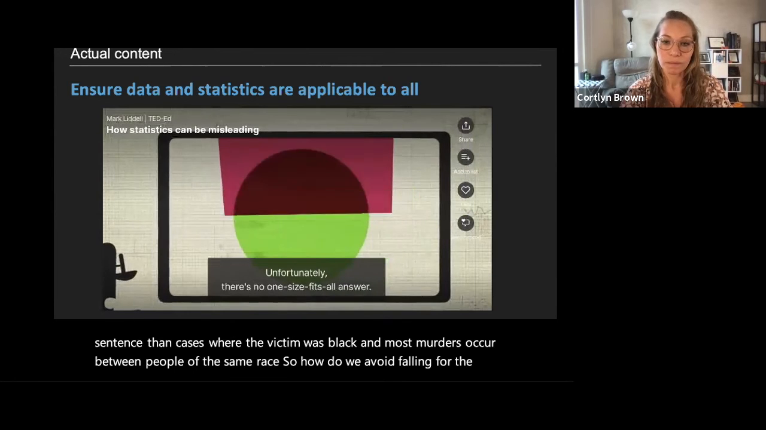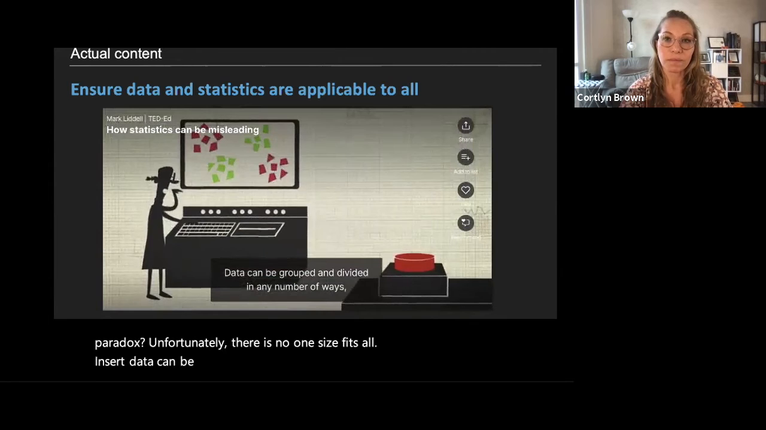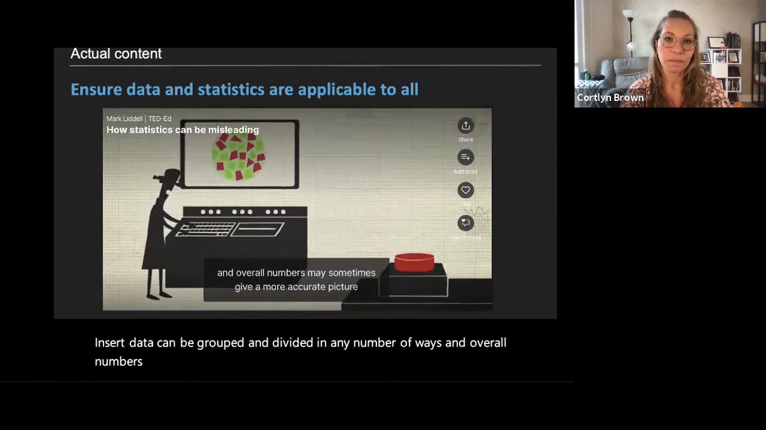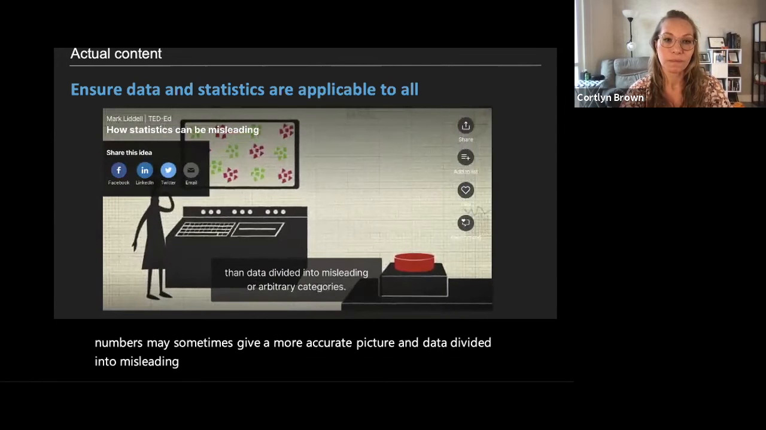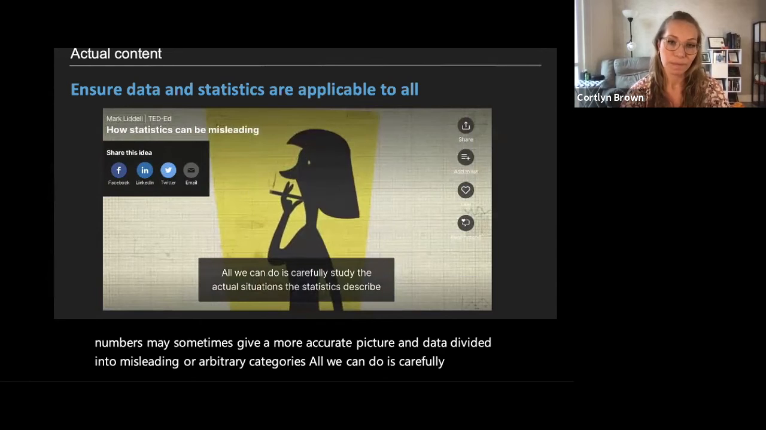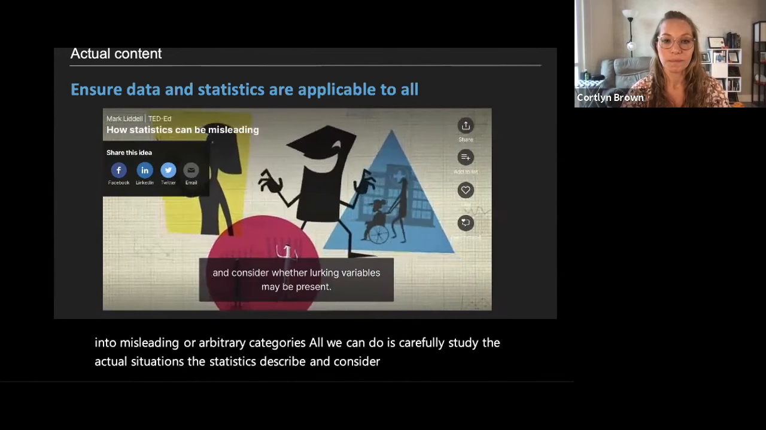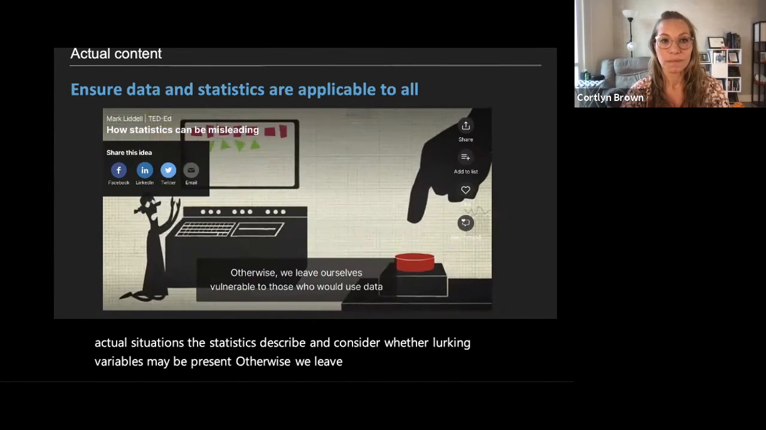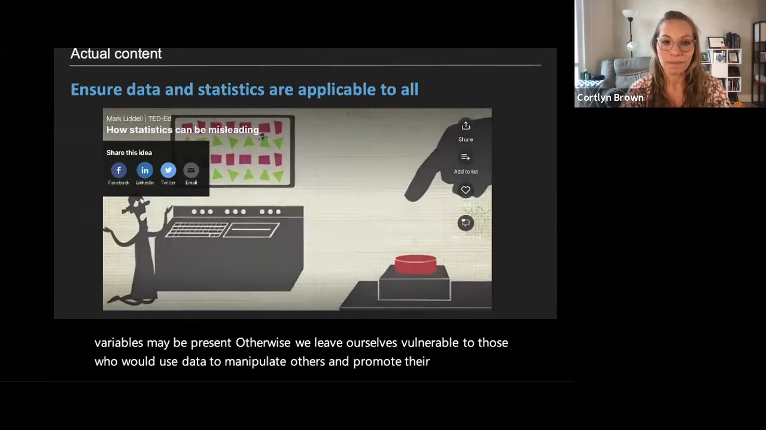Unfortunately, there is no one-size-fits-all answer. Data can be grouped and divided in any number of ways, and overall numbers may sometimes give a more accurate picture than data divided into misleading or arbitrary categories. All we can do is carefully study the actual situations the statistics describe and consider whether lurking variables may be present. Otherwise, we leave ourselves vulnerable to those who would use data to manipulate others and promote their own agendas.